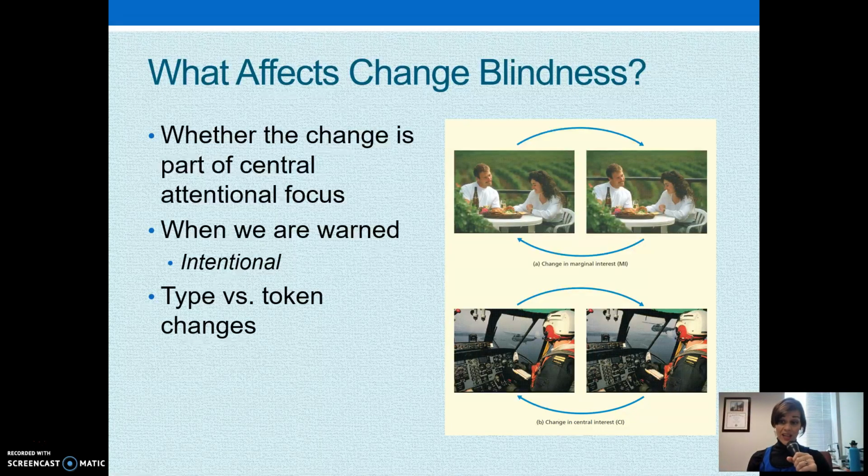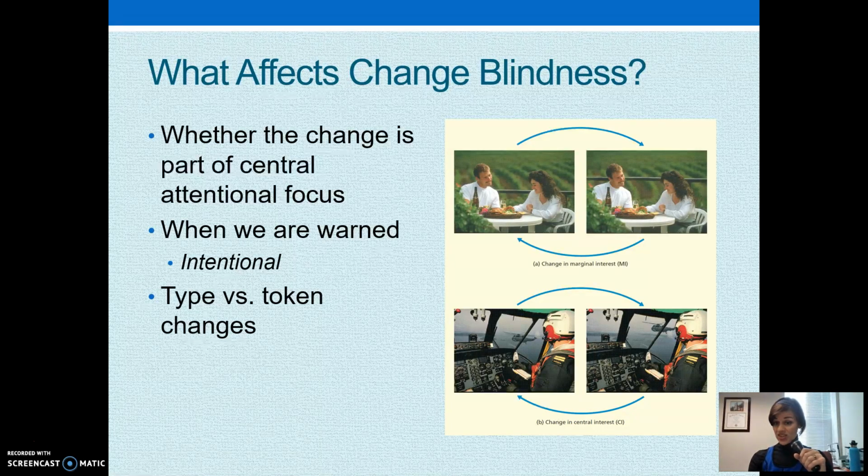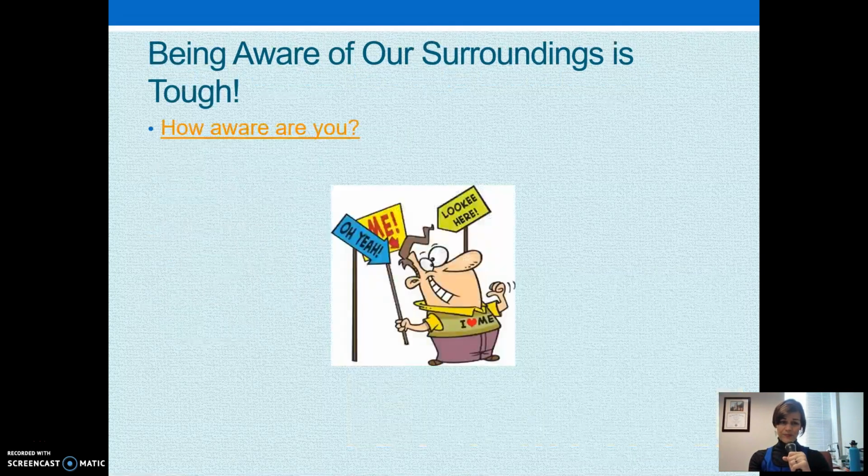That is what we call a type change. On the other hand, if a bowl changes color to a different colored bowl, you're going to notice that a little bit less. And this is what we call a token change. So type changes, when one item changes from one category to the next, tend to be a little bit easier to notice than a token change. And here's some data from Hollingworth and Henderson that does show that in general, it's a lot easier for us to notice type changes versus token changes.